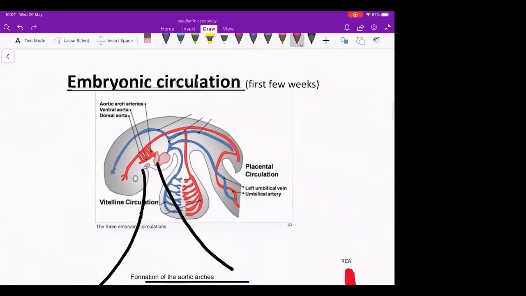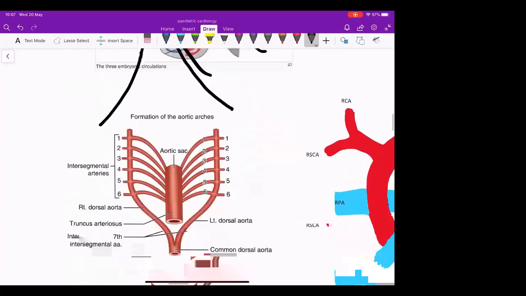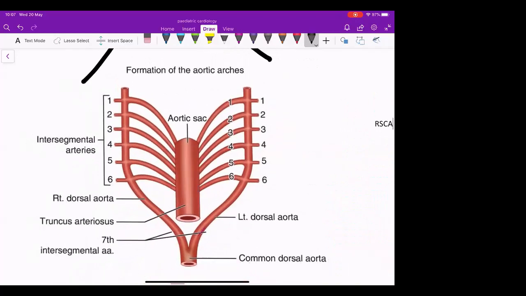The first few weeks of life, the embryo looks a little bit like this, and you've got blood that comes in from mum, and it supplies all your organs down here. But this is the bit I'm interested in. This is your aortic sac, just here, and your intersegmental arteries. Now, if you cut it that way and look at it from that direction, you open it up and you get this. And the body's really smart.